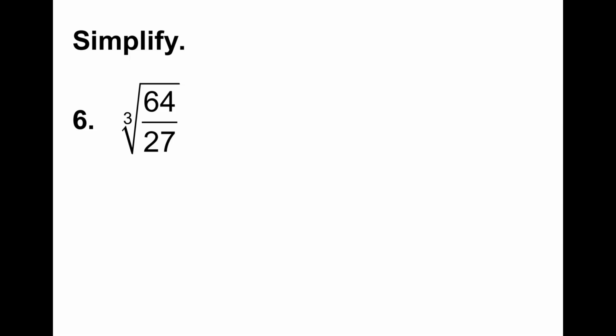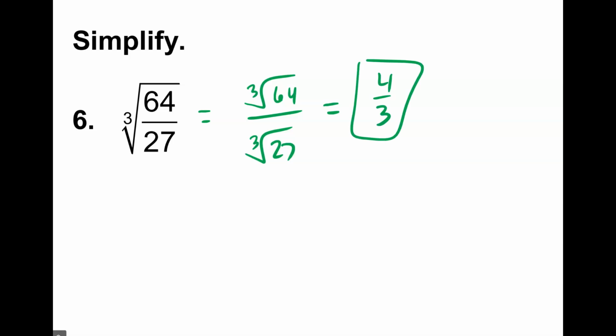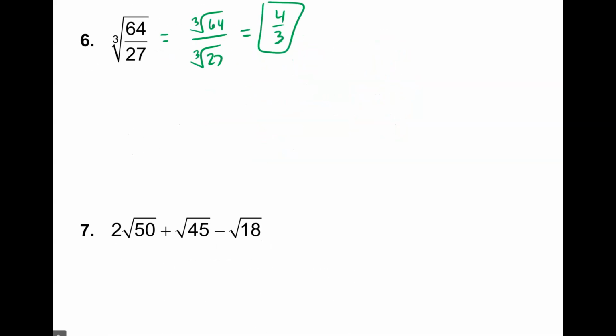Okay. Did you guys try this already? Alright, so I have the cube root of 64 over the cube root of 27. This should be a nice easy problem. It's just going to be 4 over 3. Cube root of 64 is 4, cube root of 27 is 3. I got that correct.